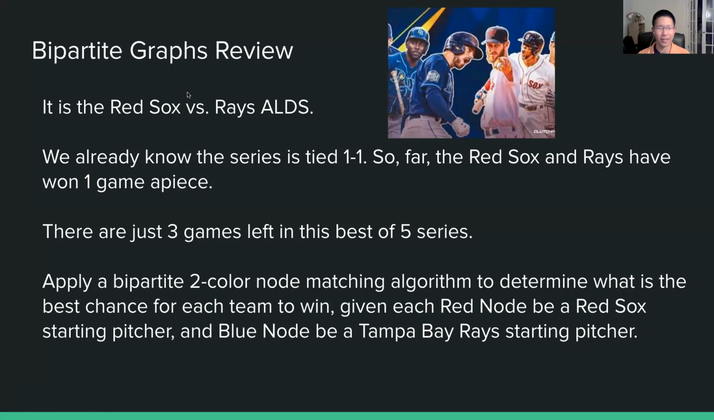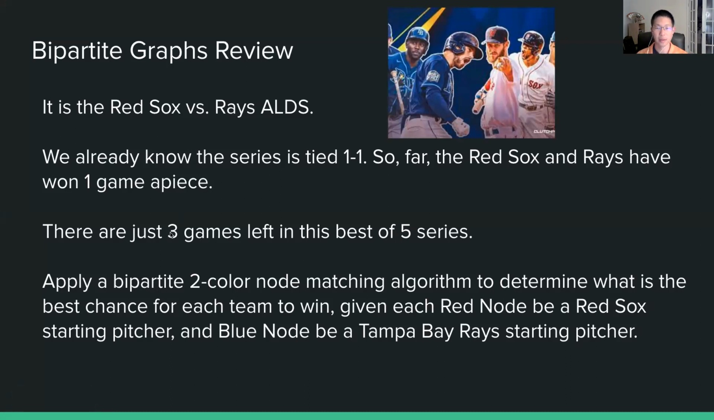Now, here's the fun part. The ALDS, Red Sox and Rays. Sorry, Yankees. We already know, okay, this is obviously made before the Red Sox won again, so apologies for hindsight. We already know this series is tied 1-1. So far, the Red Sox and Rays have won one game apiece. There are now just three games left in the best-of-5 series.